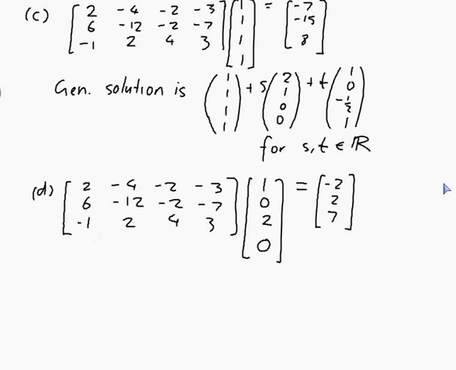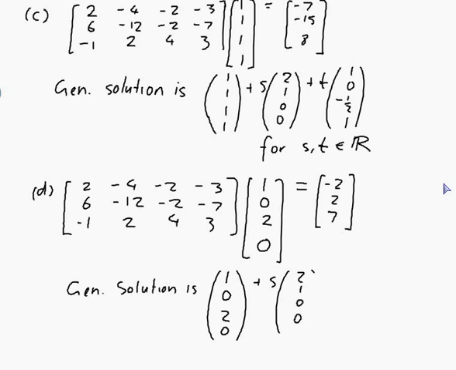Okay, so therefore the general solution is 1, 0, 2, 0 plus S of 2, 1, 0, 0 plus T of 1, 0, minus a half, 1, for S and T in R. So every time I change the answer, the B, I just have to change this bit and not this bit. Excellent, I'll remember that for next time. That's the end of the question.